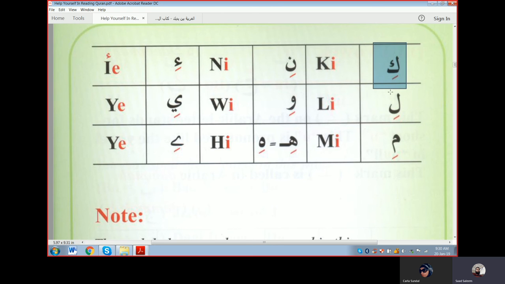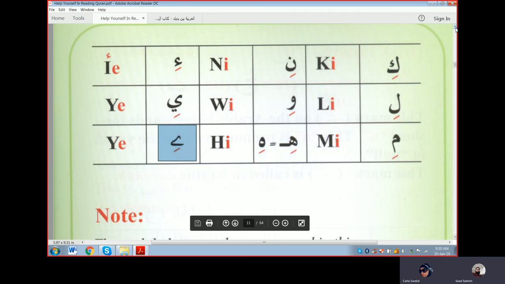Then we have kaf, kasra, ki. Lam, kasra, li. Mim, kasra, mi. Noon, kasra, ni. Waw, kasra, wi. Ha, kasra, hi. Hamza, kasra, i. Ya, kasra, yi.